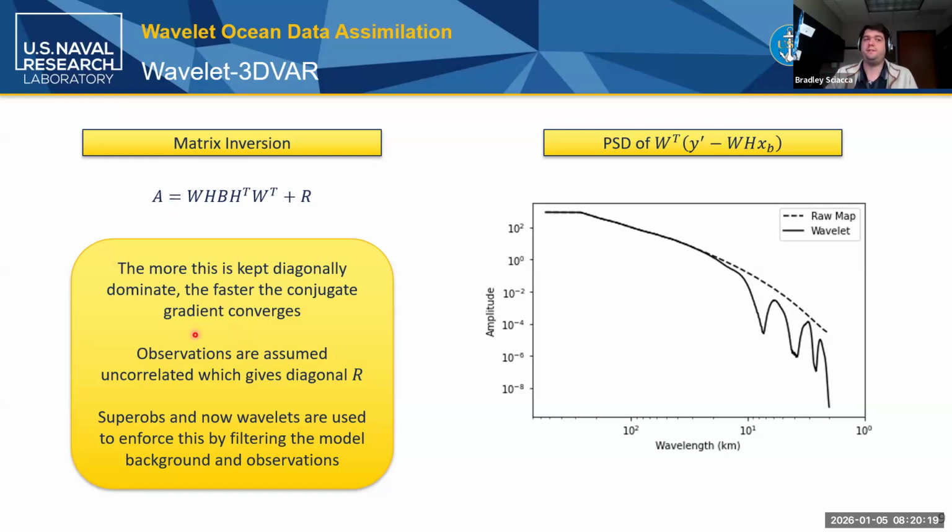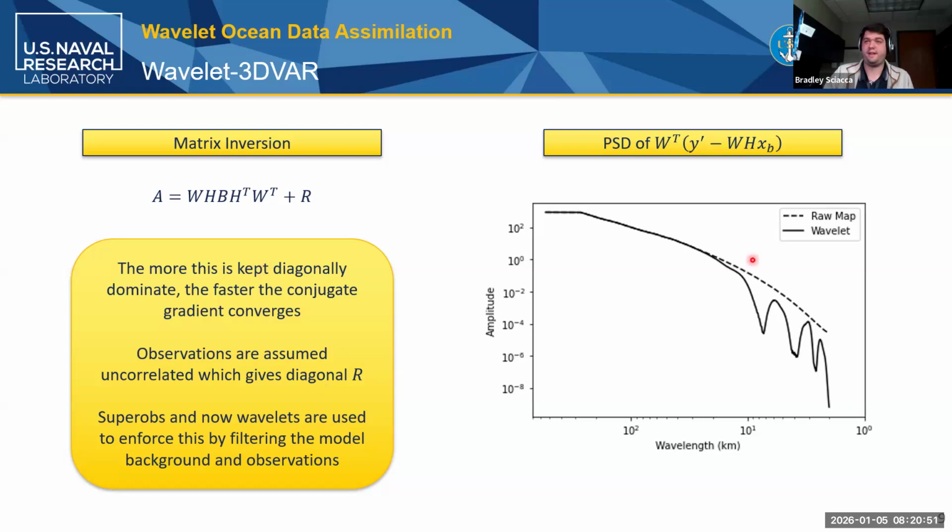And so we typically assume observations are uncorrelated. That gives us a diagonal R here, so we don't really have to do much there because it's already diagonally dominant. So what we can do is manipulate this other part of the equation, and the way we do that is with superobs and wavelets. The superobs, and now the wavelets, will enforce this diagonally dominant nature by removing significant off-diagonal terms, which are typically these small scale, overly correlated things.